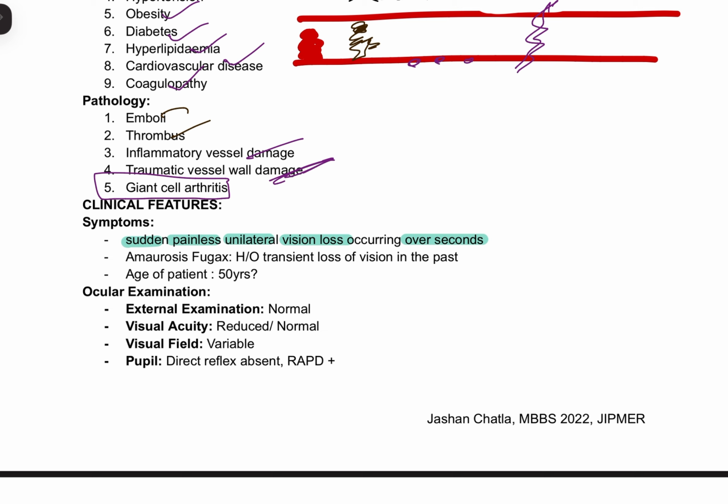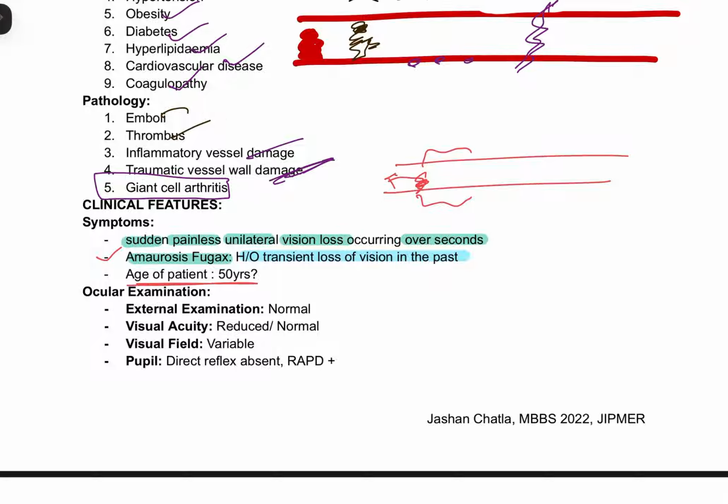The patient will give a past history of amaurosis fugax, which means the patient had some episodes of transient vision loss. Basically, sometimes you have your blood vessel, and it occludes and then it dislodges or some cannulation occurs. Because of that, the vision that was once lost will be regained. So because of that, the patient will have a history of amaurosis fugax.